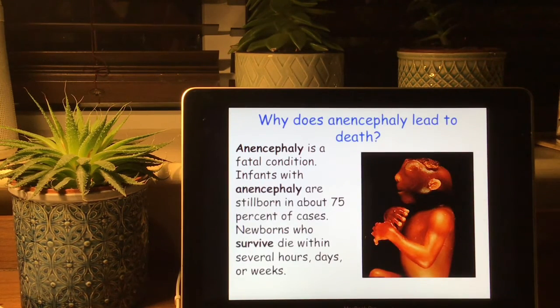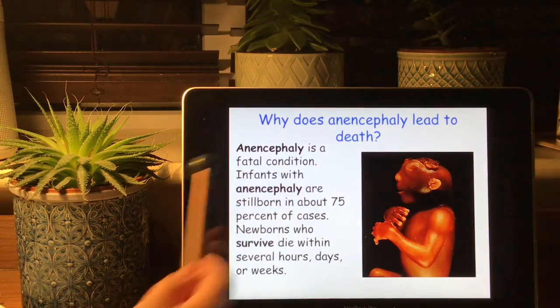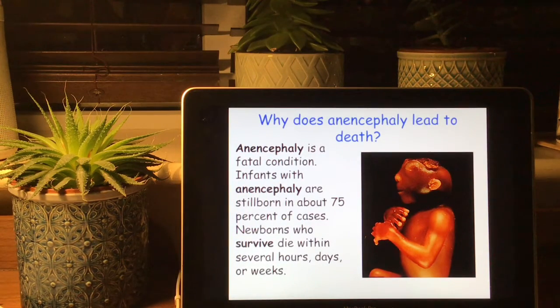So why does anencephaly lead to death? Well, it's a fatal condition, and it's due to the brain not fully developing. The only thing you really need to know here is this word, anencephaly, learn how to spell it, and know that it is an example of a neural tube defect, an NTD.